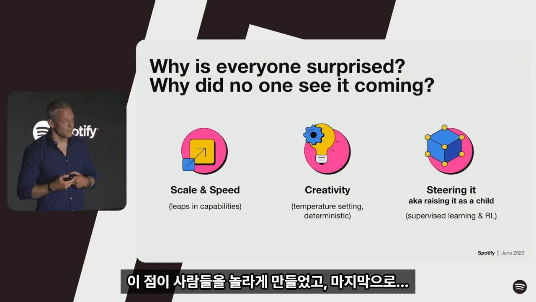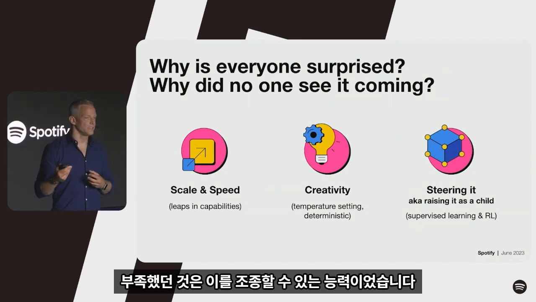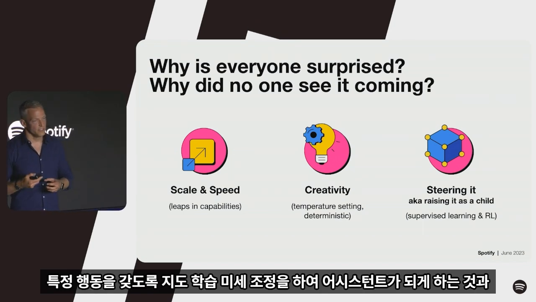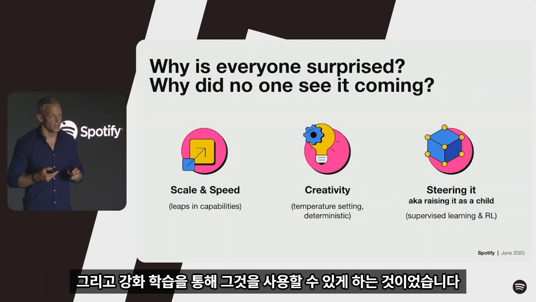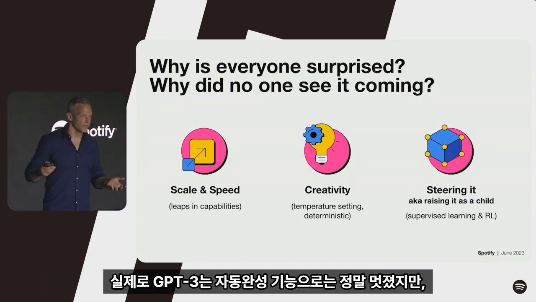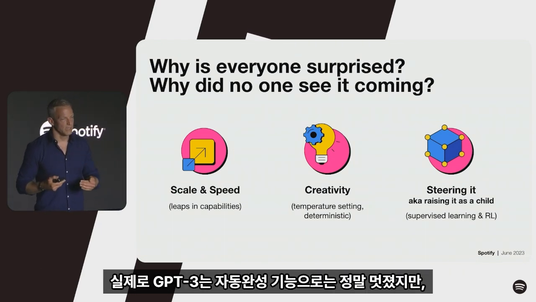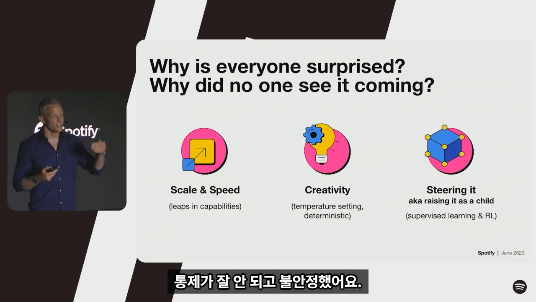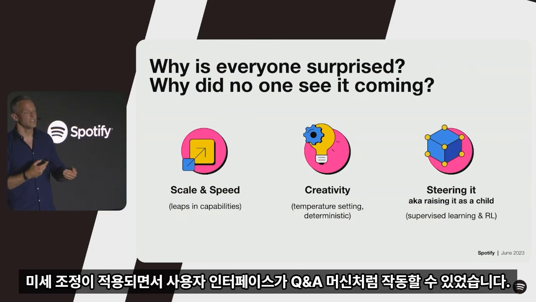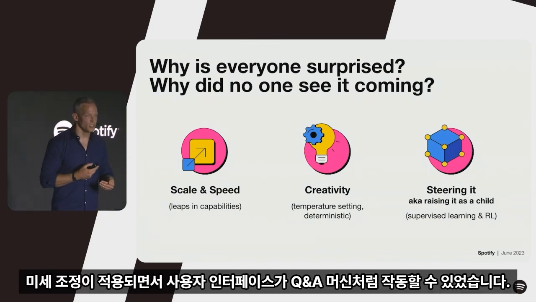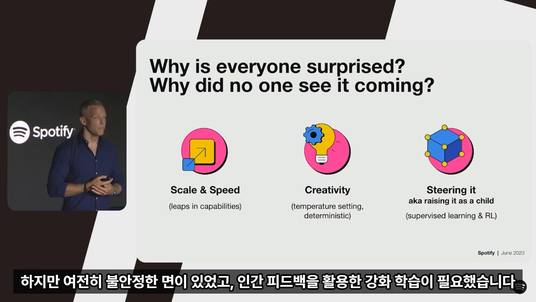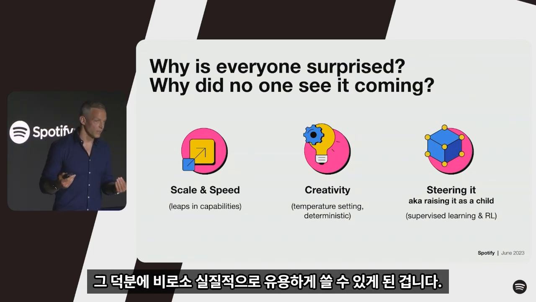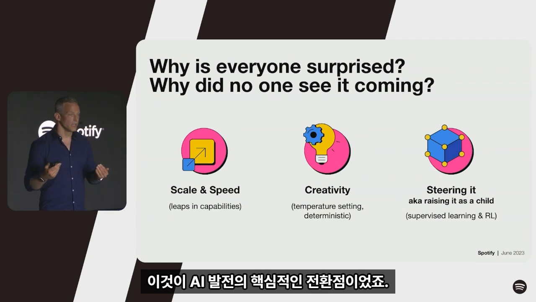And lastly, the thing that was missing was this ability to steer it. The supervised fine-tuning to give it a certain behavior, to be an assistant, and then the reinforcement learning to be able to use it practically. GPT-3 was really cool as an autocomplete, but it was a bit unhinged. And supervised fine-tuning made the interface workable because it was a Q&A machine, but it was still unhinged. And reinforcement learning with human feedback made it practically useful in reality. So those were the unlocks.